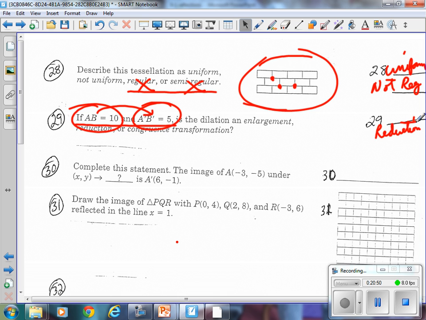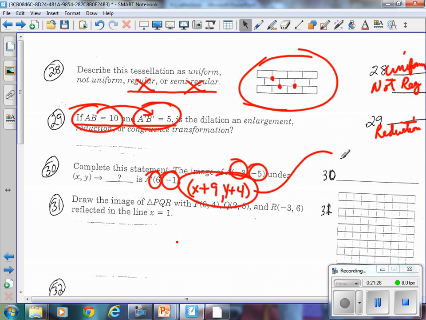Complete this statement. The image -3, -5 under what rule goes to 6, -1? Well, it doesn't look like it's a reflection or a rotation, so I'm guessing it's a translation, which is a slide. So all we're going to figure out is how much did we move the x and how much did we move the y. Well, if you go from -3 to 6, move the x to the right 9 units. And if we go from -5 to -1, we move the y up 4 units. So that would be our answer. X plus 9, comma, y plus 4.